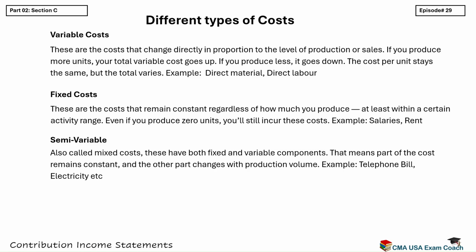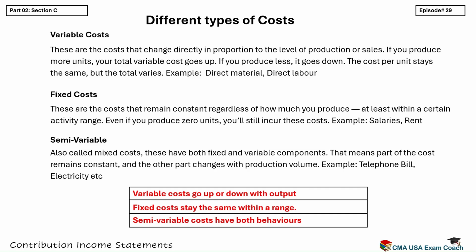So to summarize, variable costs go up or down with output. Fixed costs stay the same within a range. Semi-variable costs have both behaviors. Knowing these distinctions is key when we work on cost-volume profit analysis, break-even analysis, and other decision-making techniques, which we'll explore in the upcoming slides.